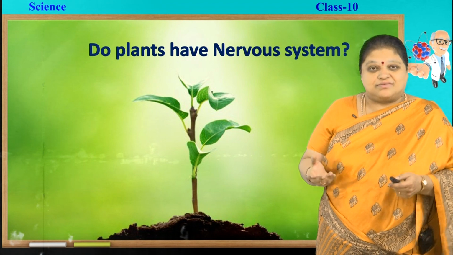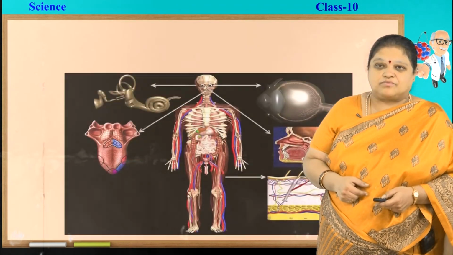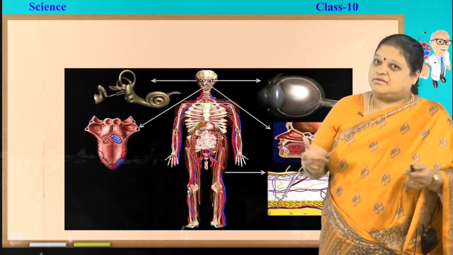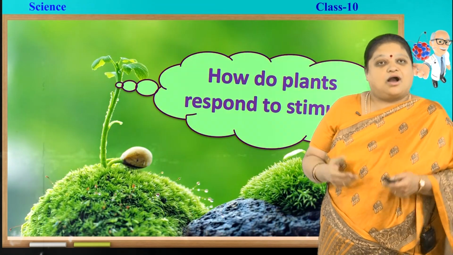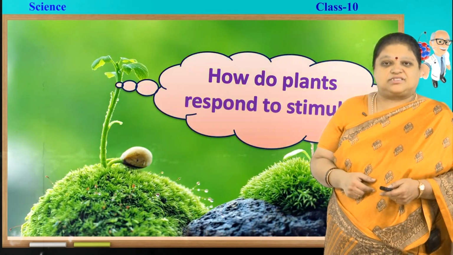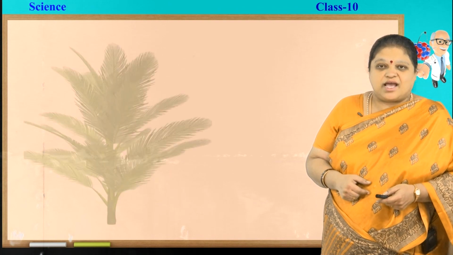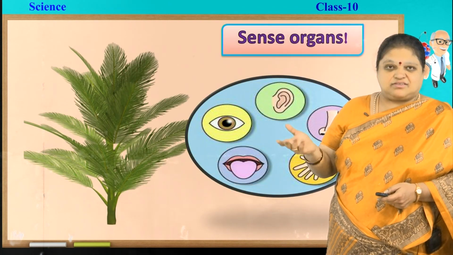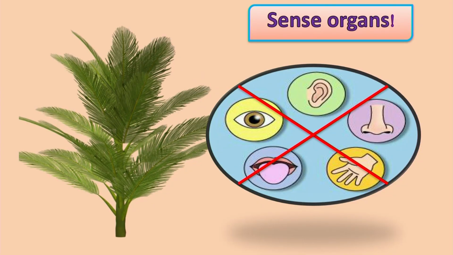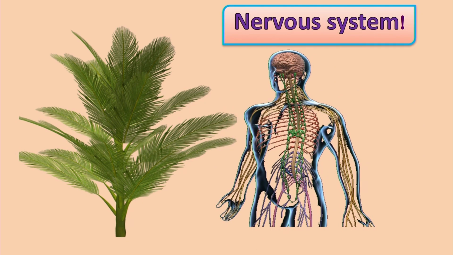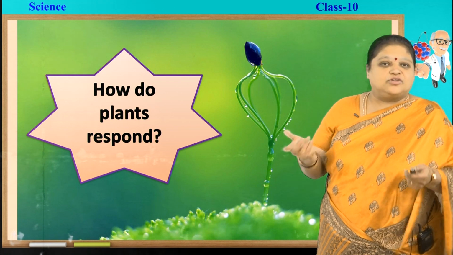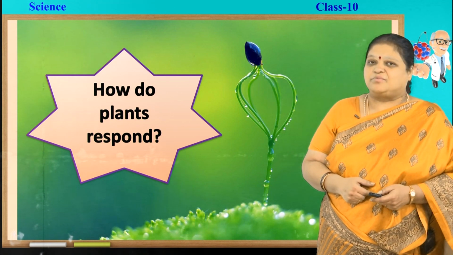Do the plants have a nervous system? Absolutely not. Do they have sense organs? Not at all. So, how do the plants respond to the stimulus? And do they have other systems like sense organs? No. Nervous system, endocrine glands, nothing is present in the plants. Isn't it surprising how the plants respond to the stimuli?